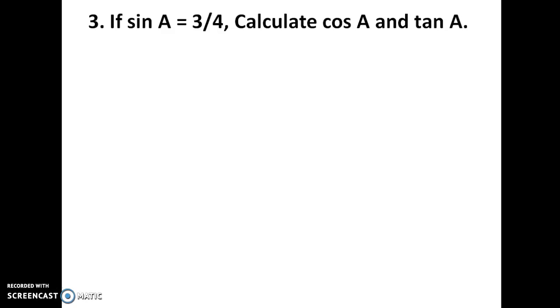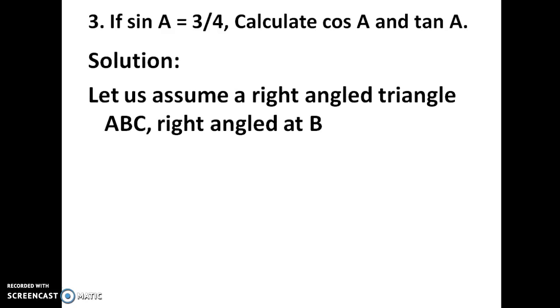Then third problem: if sin A equal to 3 by 4, calculate cos A and tan A. Okay, so sin A is given as 3 by 4. We have to find out cos A and tan A. Okay, let us assume a right angle triangle ABC, right angled at B. Since sin value of A is given, obviously at angle A you don't have the right angle. So take C as right angle. Okay, so I have taken like this.